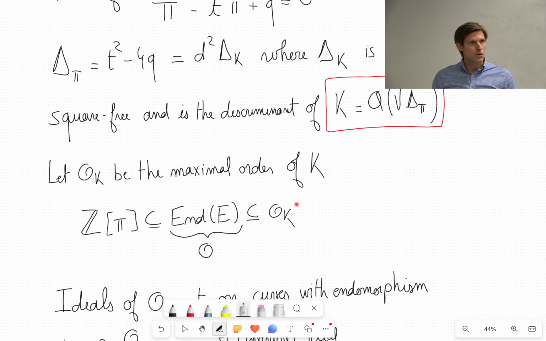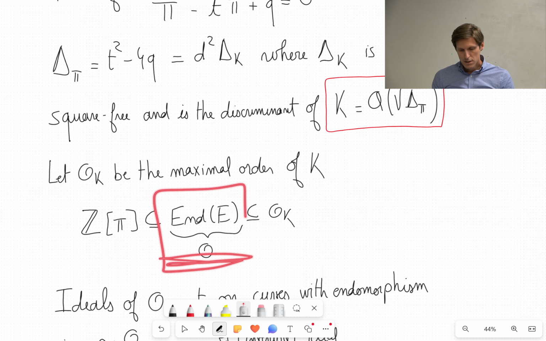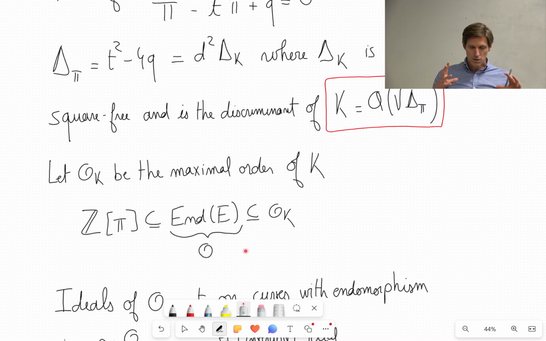If you don't know what the maximal order is, just think of it as some ring, and we know how to pinpoint that ring. It doesn't go much higher than that. So we know that there is a ring stuck in between those two rings, Z[π] and the maximal order of the quadratic number field defined by that equation that I just presented before. And that ring has ideals.